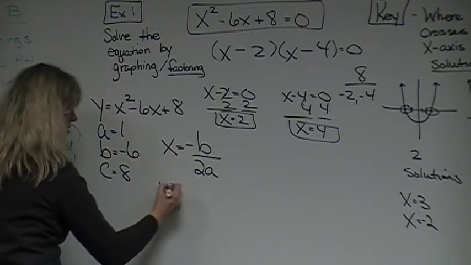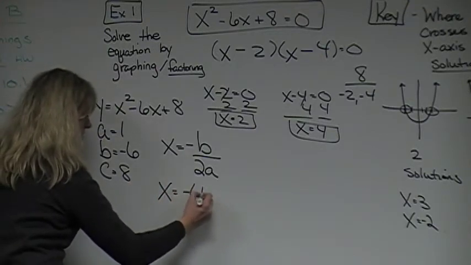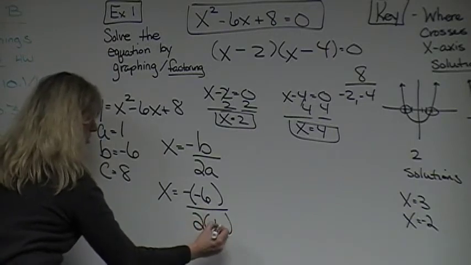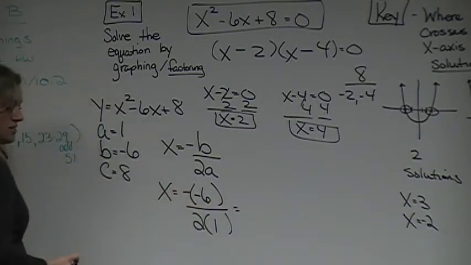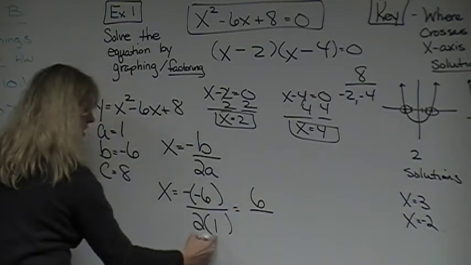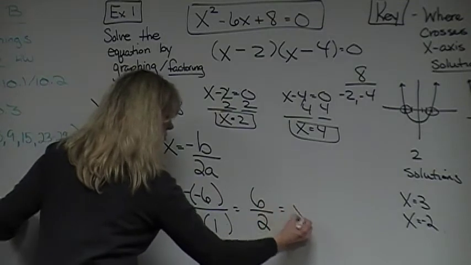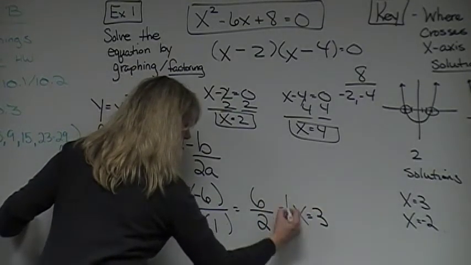All right, so x equals the opposite of negative 6 all over 2 times 1. What's the opposite of negative 6? 6. What's 2 times 1? 2. So what is my axis of symmetry? 3. X equals 3. Good.